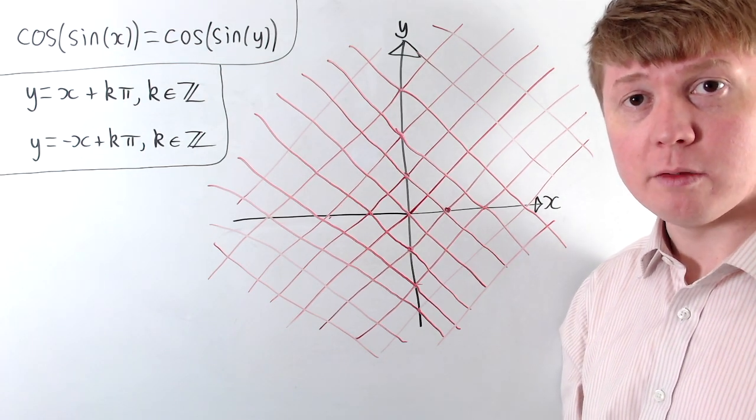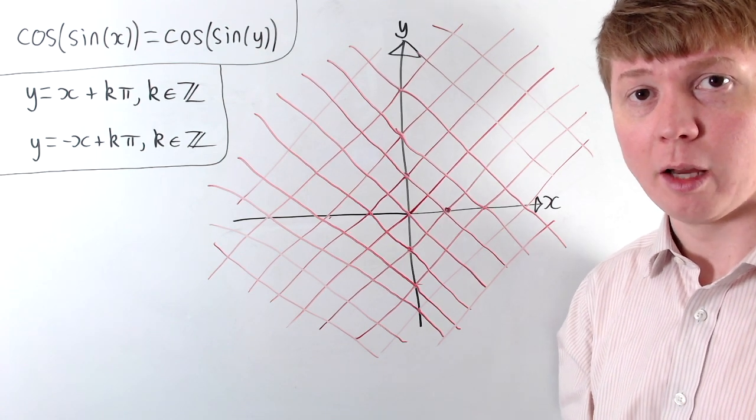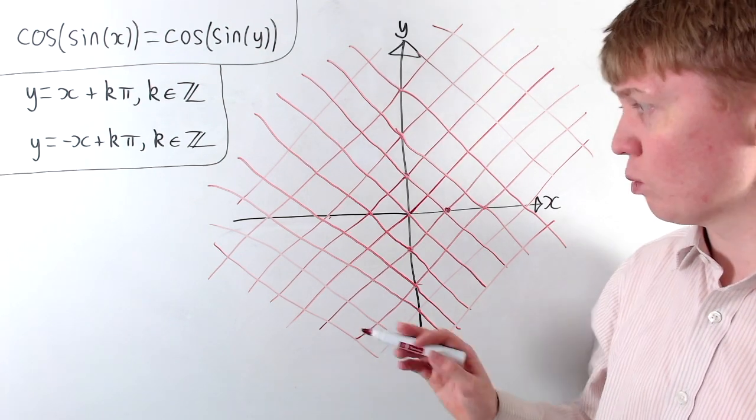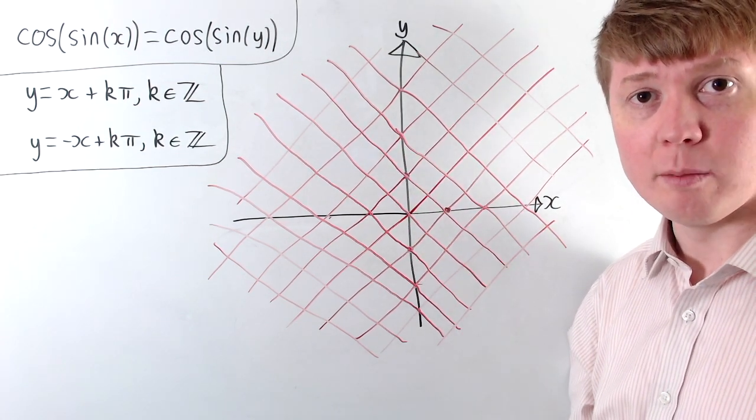So this is what our set of solutions looks like then to cos of sine x equals cos of sine y. It's just this collection of all of these lines, y equals x, y equals negative x, then plus or minus any multiple of pi.